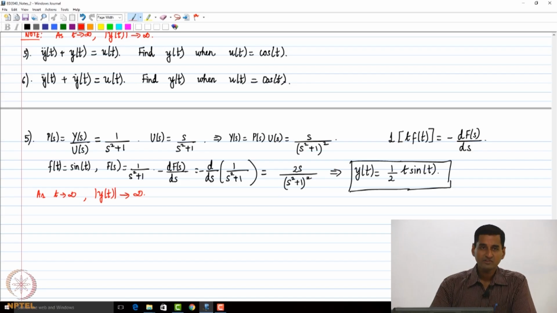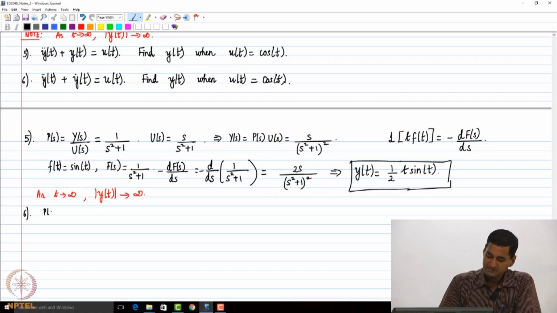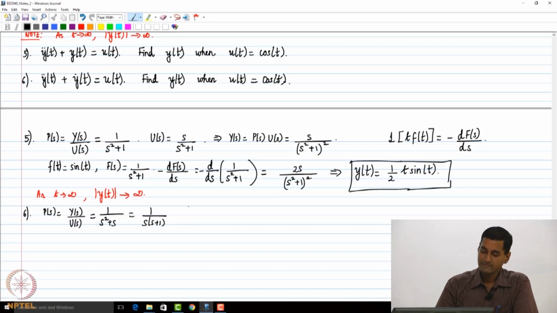Correct? Okay. Now we do problem number 6. We already know that the plant transfer function is 1 divided by s squared plus s, which was nothing but 1 divided by s times s plus 1. Once again we have to do this for u of t equal to cos t.